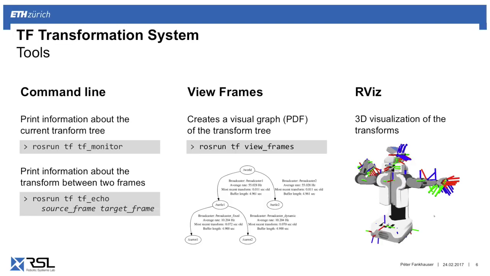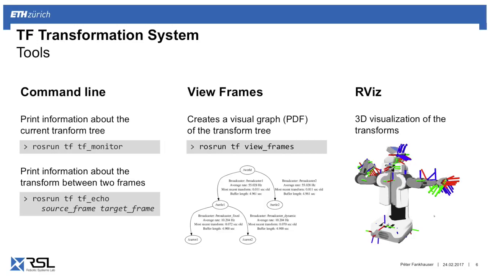There are several tools that facilitate working with TF. One is the command line tool, where you run TF monitor, which spits out all the current transform tree. And if you need a specific transformation between 2 frames, you can run TF echo, and then the source frame and then the target frame.